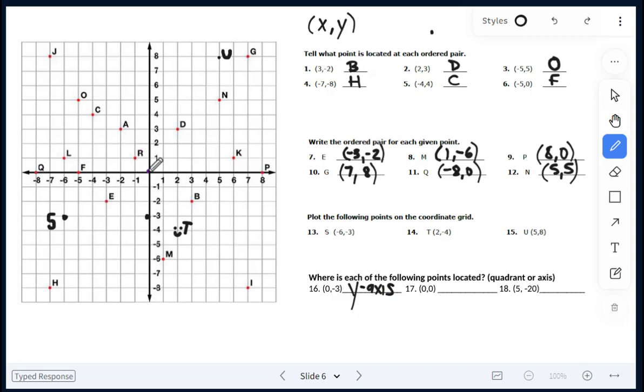Next we have 0, 0, which is here. That point is on the origin. And then 5, negative 20, so 5 all the way to negative 20, that's going to be quadrant 4. We should say that, quadrant 4.